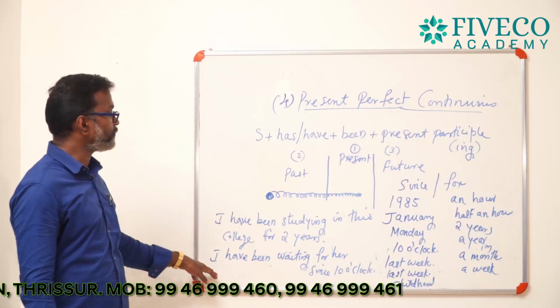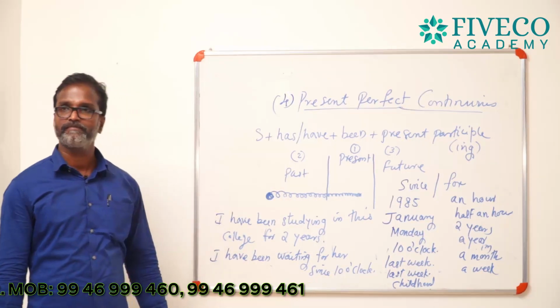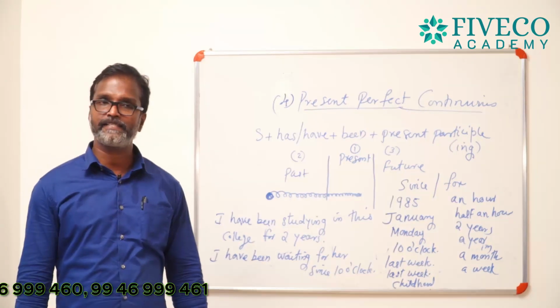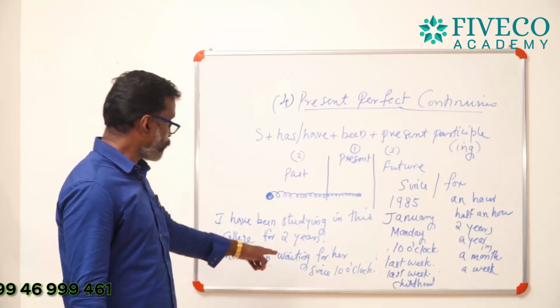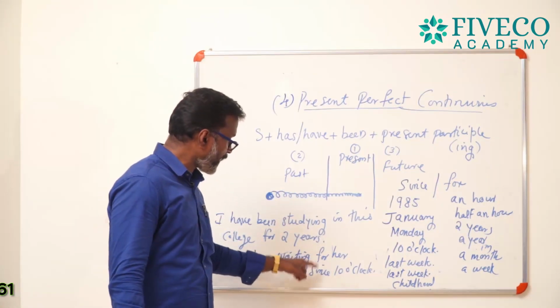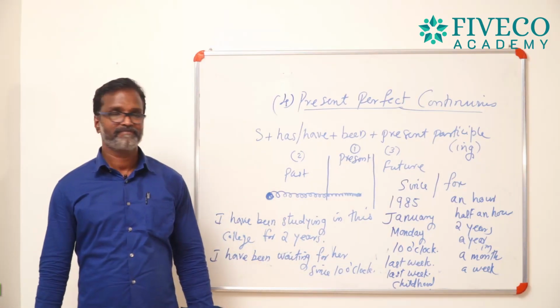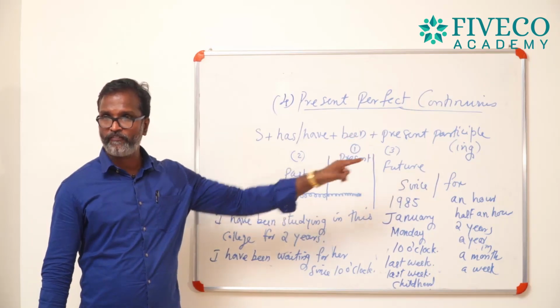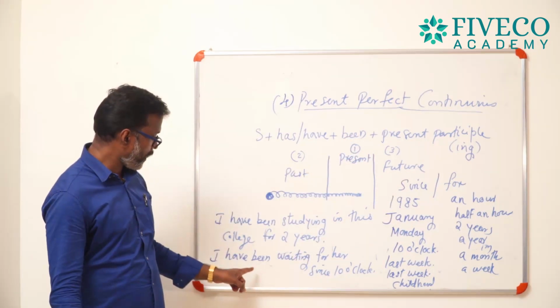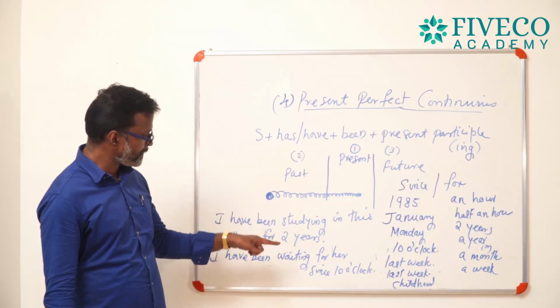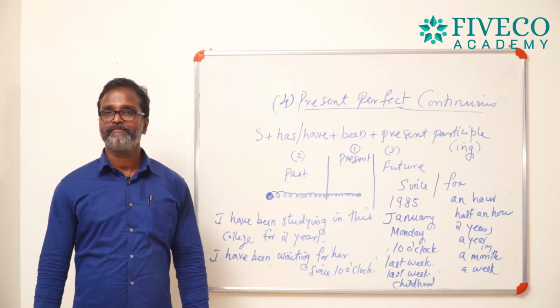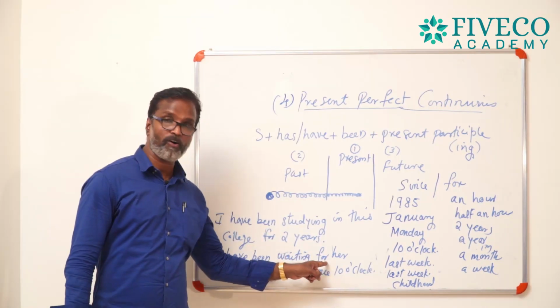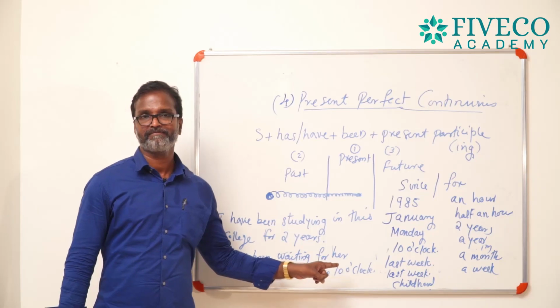I have been waiting for her since 10 o'clock. In this sentence, I used both for and since. I used both since and for in this one sentence. I have been waiting for her since 10 o'clock. And here I used for as a preposition.